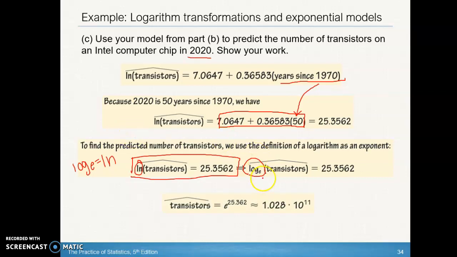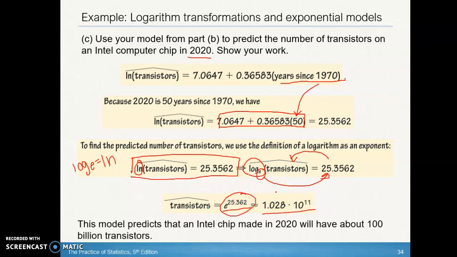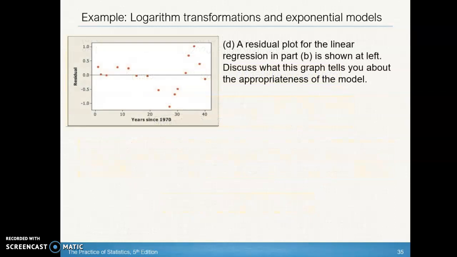Then here's what I did. I rewrote this as an exponent. If you take e to the 25.3562, which is what I did right here, the base of your log is the same as the base of your exponent, and that equals your transistors. Then I can just type this on my graphing calculator and get my answer. This model predicts that an Intel chip made in 2020 will have about 100 billion transistors.